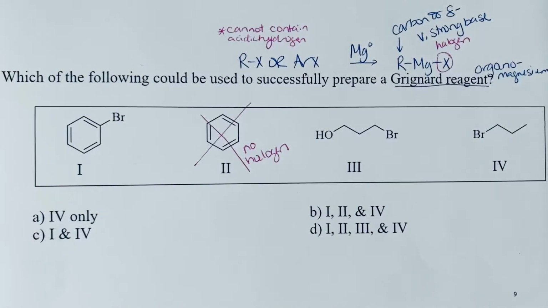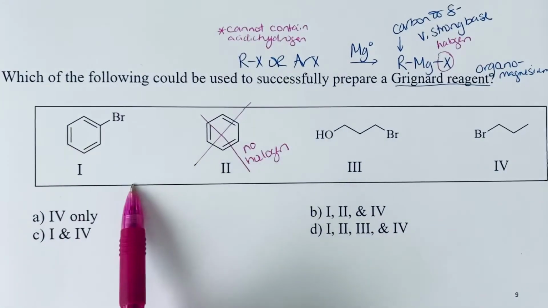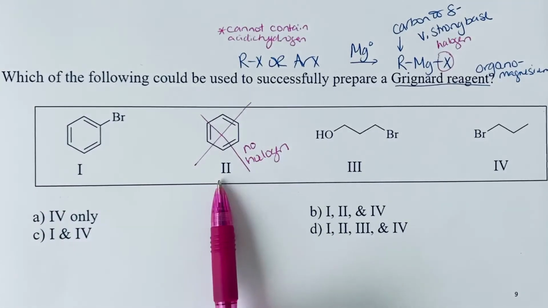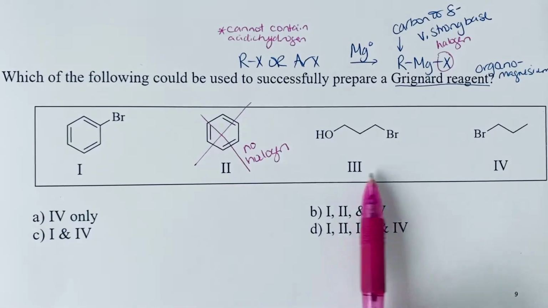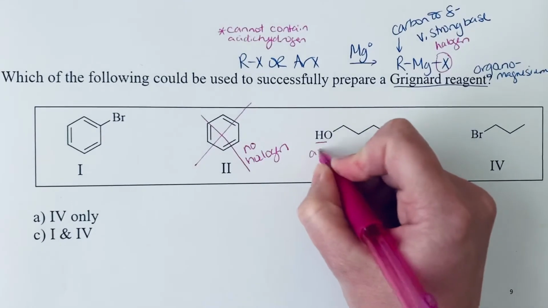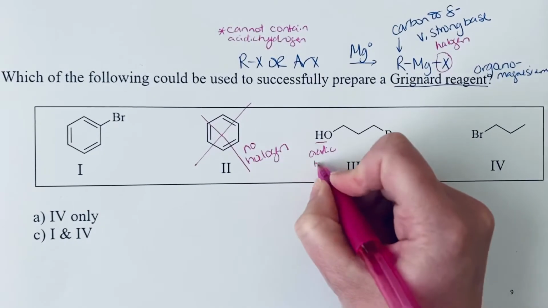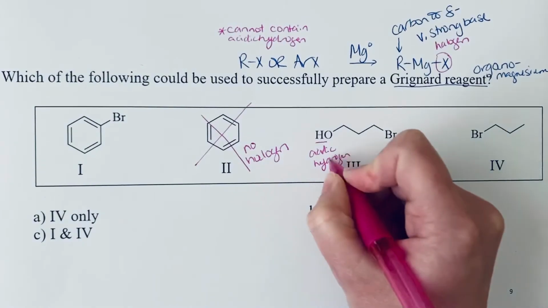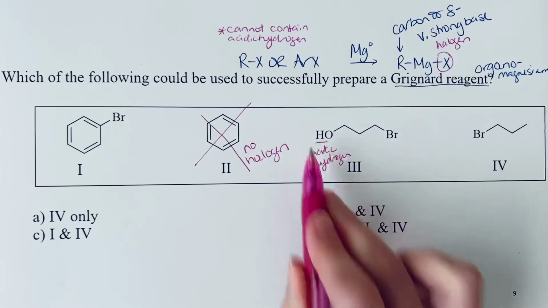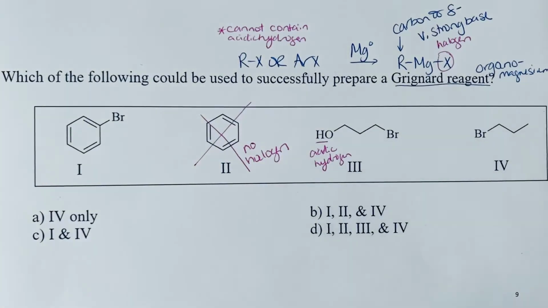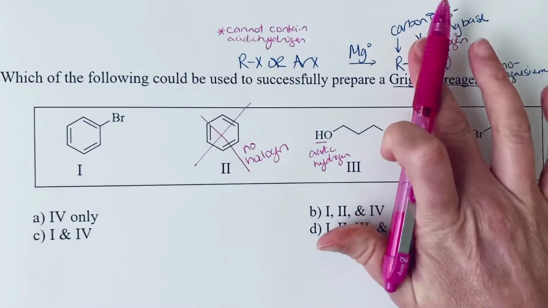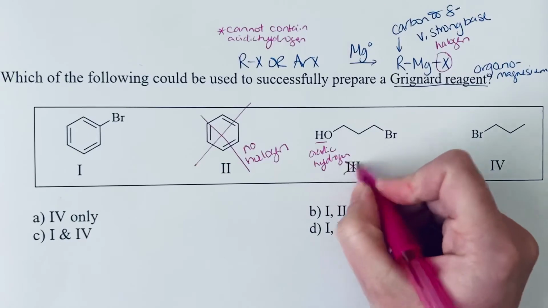If we look at the options that we see here, we see benzyl bromide. This is a very simple aryl halide. We've already eliminated the second option because we don't have a halogen. If we look at this third option, we have an alcohol at the end, and that is an acidic hydrogen. The problem would be if we made a Grignard reagent out of this, it would immediately react with the alcohol on another molecule, which would completely destroy your Grignard reagent because it would end up protonating it, and your R group would just end up being an alkane. So we definitely can't use that one either.